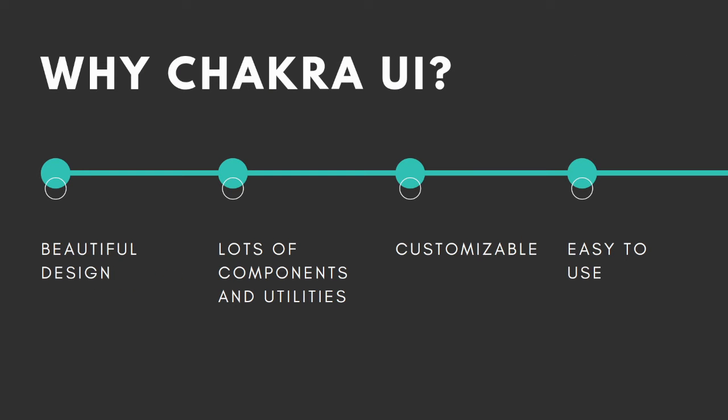So why would you ever choose Chakra UI? Well, Chakra UI designs are really beautiful. It has lots of components and utilities, more than enough to build a beautiful website. And also Chakra UI is very customizable, and we will see that in this video. And also it is very easy to use. For example, if you want to create a feature to toggle color modes between dark and light, you can do that with Chakra UI very easily. Maybe it takes about 10 lines of code, and you will see how easy it is to use Chakra UI.